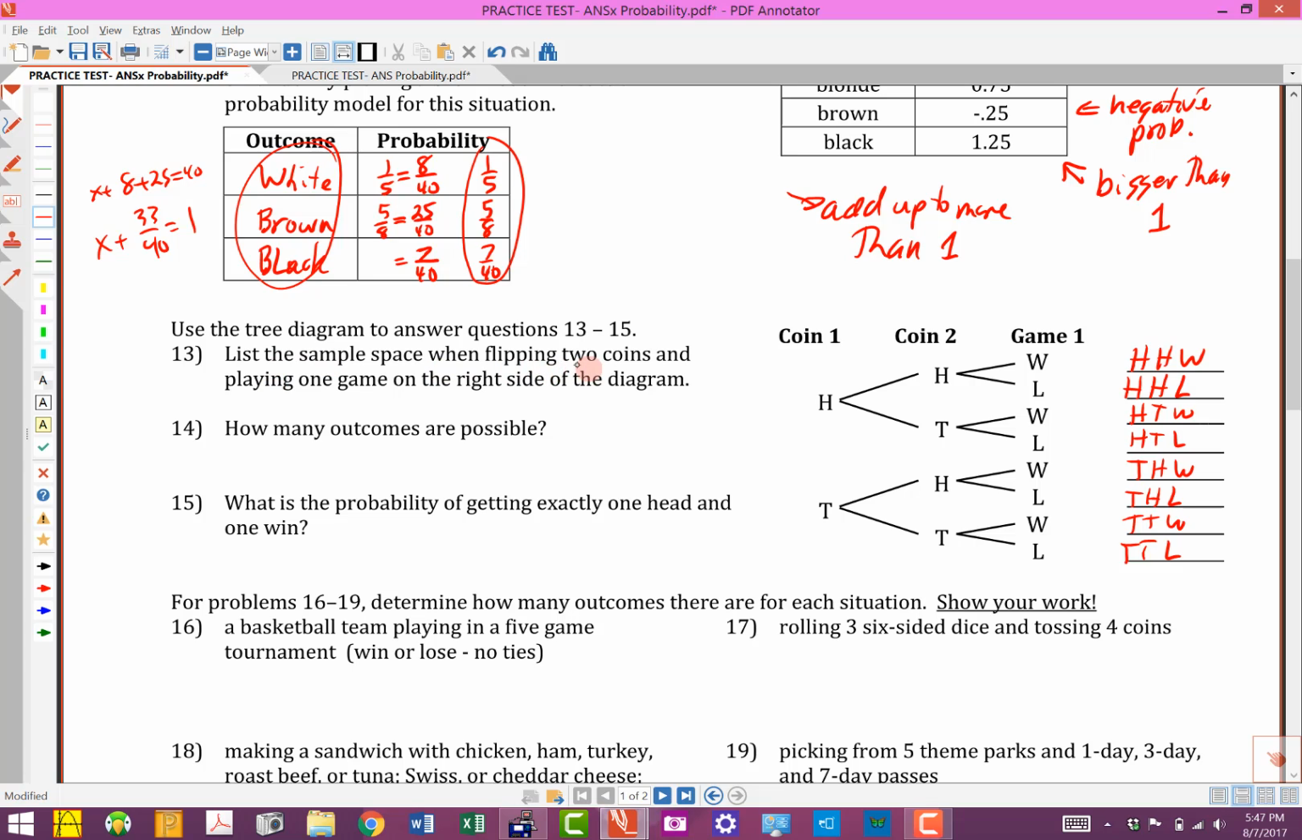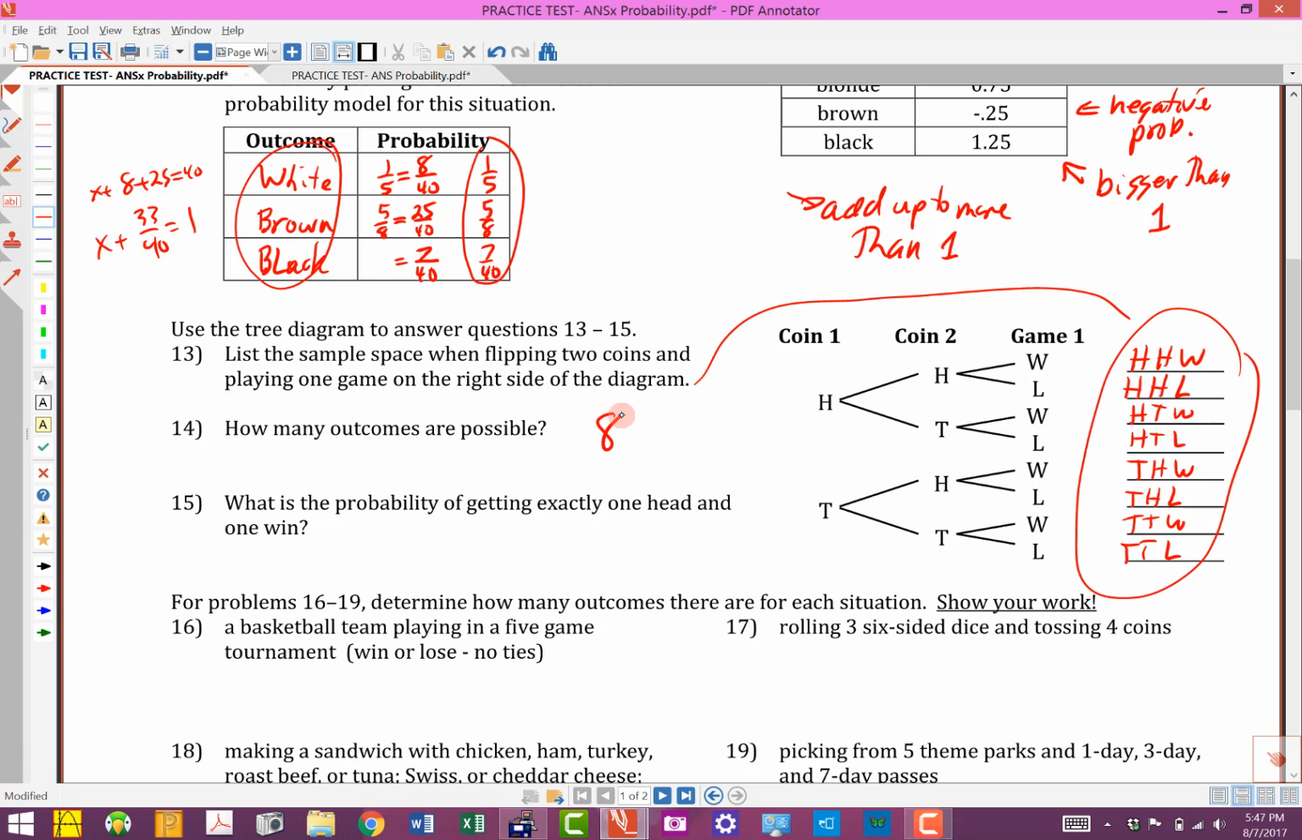It says list the sample space when flipping 2 coins and playing 1 game on the right side of the diagram. So we've got this done right here. Okay, there's our answer to this right here. We figured out what the sample space is. How many possible outcomes are there? Well, if you count those up, there are 8.